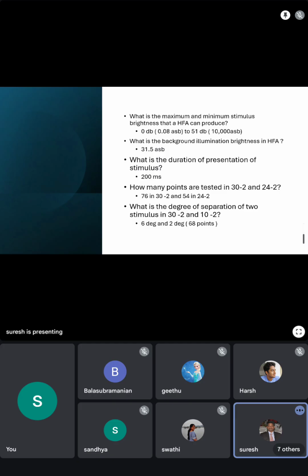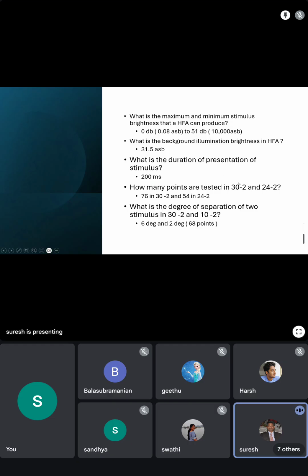So normally it is better to tell not in apostilbs when they ask for maximum, minimum. If you tell it in decibels, okay, apostilbs is relative. What is 10,000 apostilbs in Octopus is different in Humphrey. You tell it in decibels, better. But still it is correct. Background, yes, correct. Duration of presenting stimulus is 200 milliseconds.